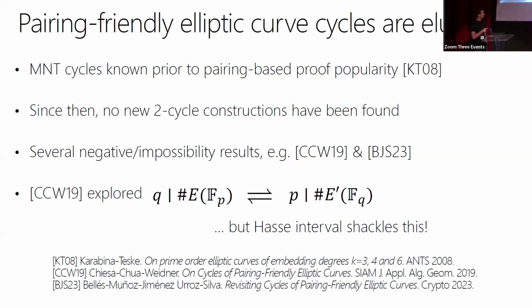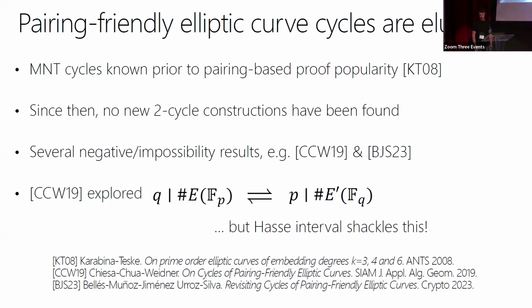There's been a bunch of work motivated by the popularity of proof systems trying to find them. But basically, it's just been a bunch of negative and impossibility results. So there's this paper by Chiesa, Chua, and Weidner in 2019, where they looked at a bunch of different ways to try to attack the problem, and ended up giving a bunch of negative results. Negative results along the lines of, you're never going to find a cycle where the embedding degrees are 10 and 10 or 12 and 12 or things like that.